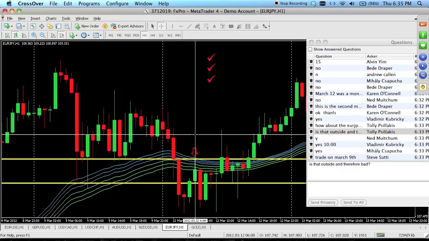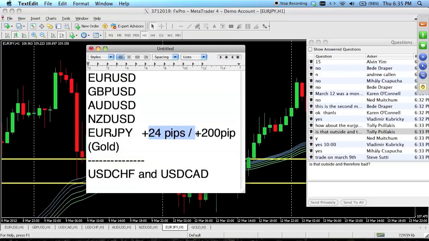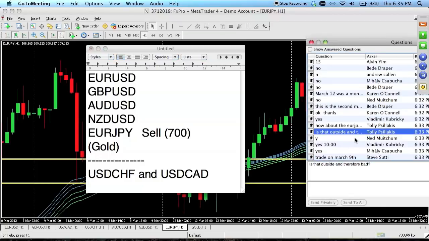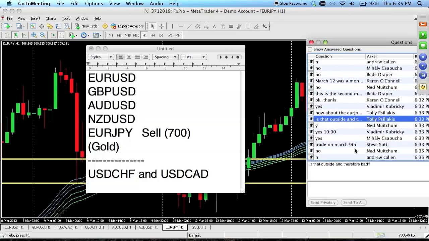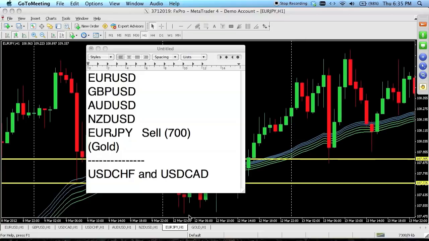Let's do the correlation for this. At 7 p.m., we short Euro Yen. Sell at 7. Okay, 7:00 hours. So if we sell on Euro Yen, does that mean we sell on US dollar Swiss franc and US dollar CAD? No, we buy. Good, good. Okay, just checking if you guys are sleeping or paying attention. Good. So let's take a look. We're going to sell everything at 7.